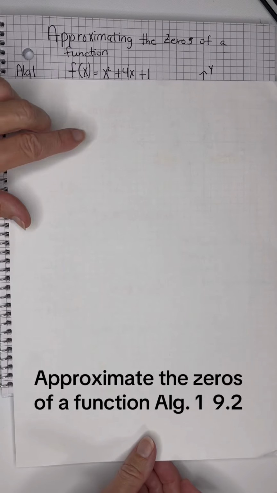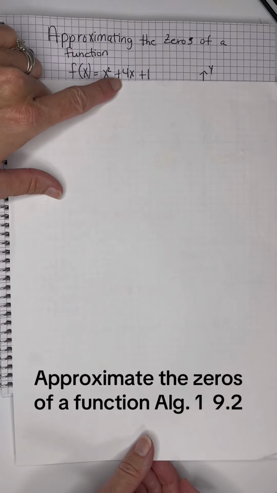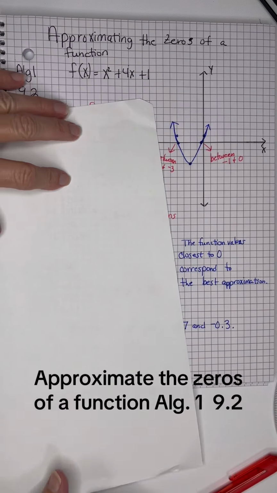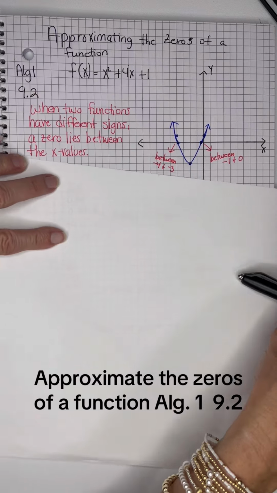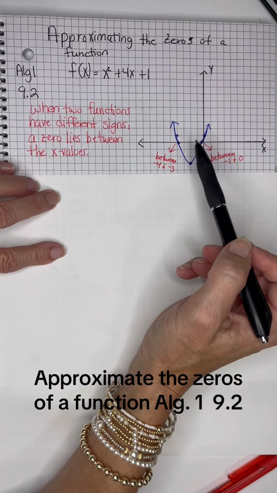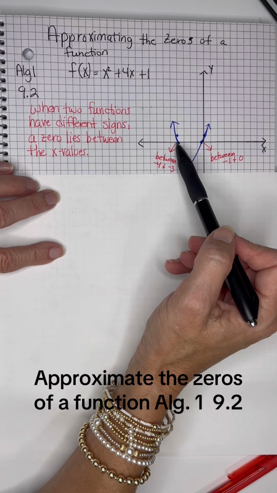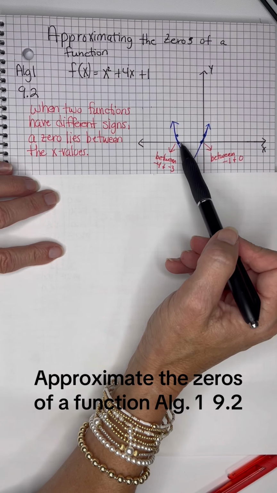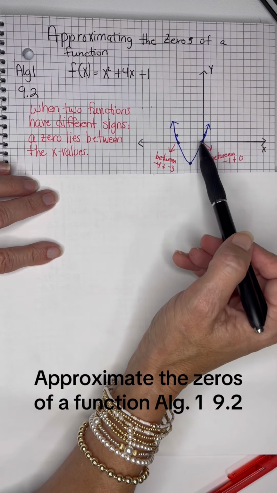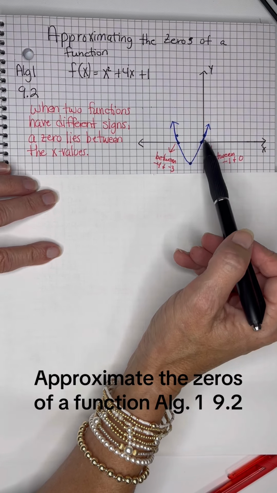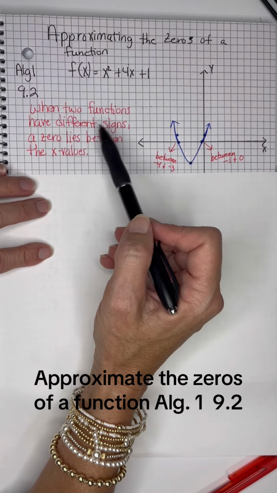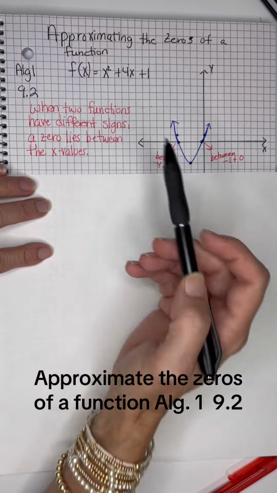So let's look at this one. F of x equals x squared plus 4x plus 1. And I have graphed that for you right here. As you notice, this is not on the 0, and this is not at the -4. Actually, this is between -4 and -3, and this is between -1 and 0. Okay, so you got your graph, you're looking at that. So when two function values have different signs, a 0 lies between the x values.